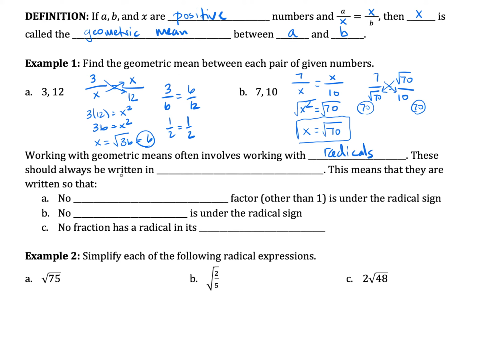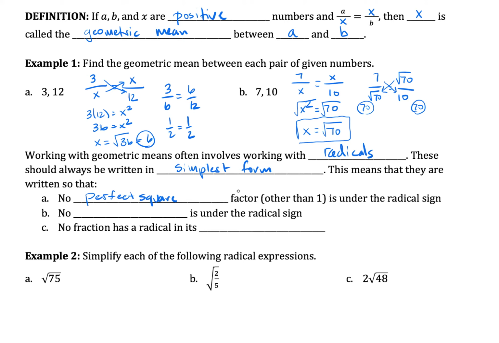And that is that radicals should always be written in simplest form. And what does that mean? Well, to write a radical in simplest form means that three things are going to happen, or three things technically are not going to happen. First of all, there will be no perfect square factors other than 1 underneath the radical sign.